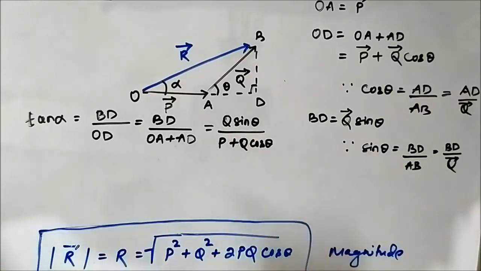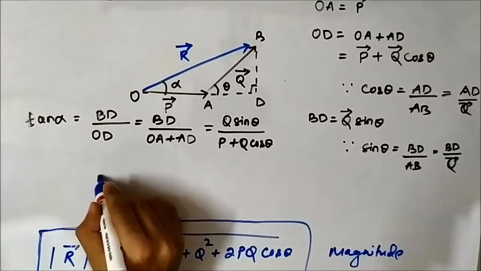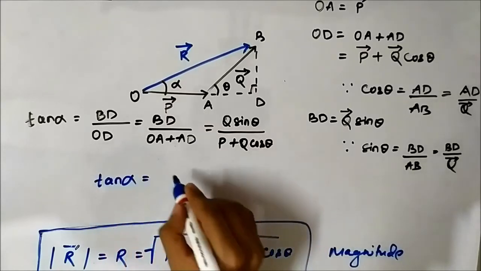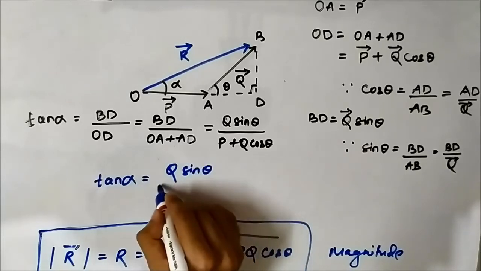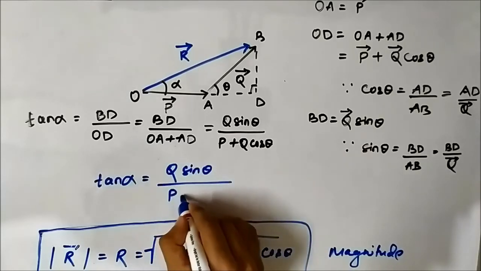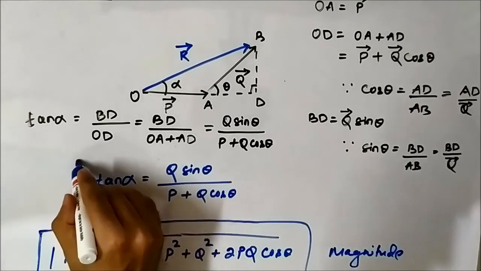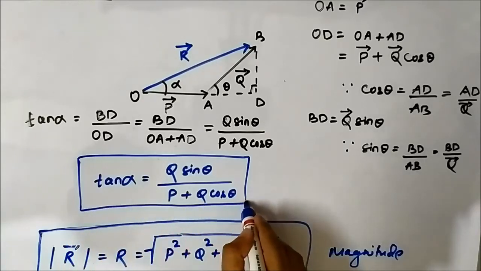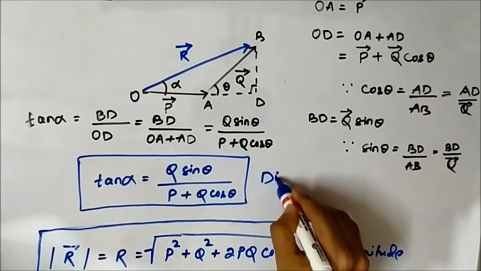So this is the direction of the resultant in terms of the tan. So the direction is tan alpha equal to Q sin theta by P plus Q cos theta. Okay, this is the angle direction.